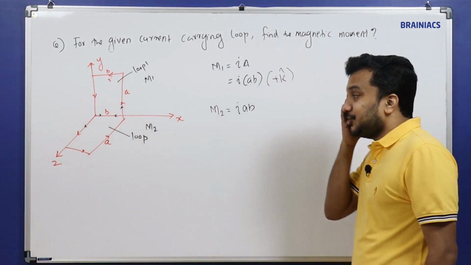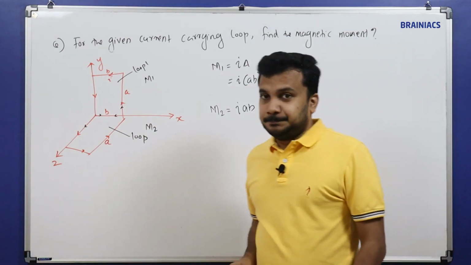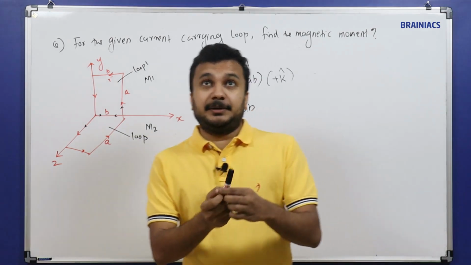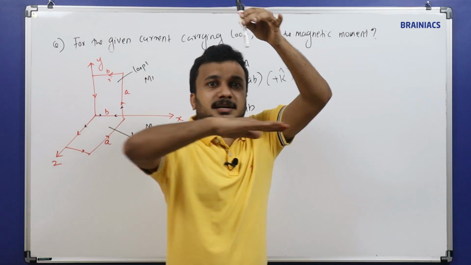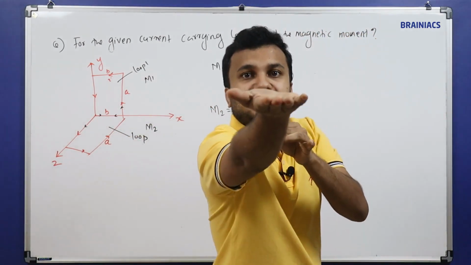What is the direction of the magnetic moment? Here you have to imagine 3D. See, the Y axis is going in this direction, the X axis is going in this direction, and the Z axis is towards you.